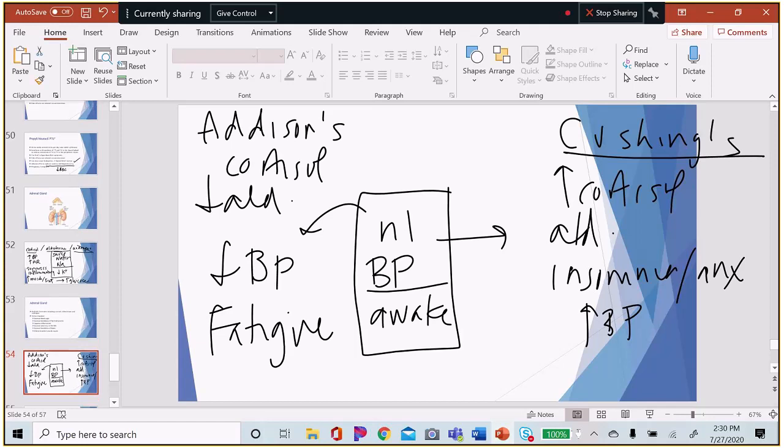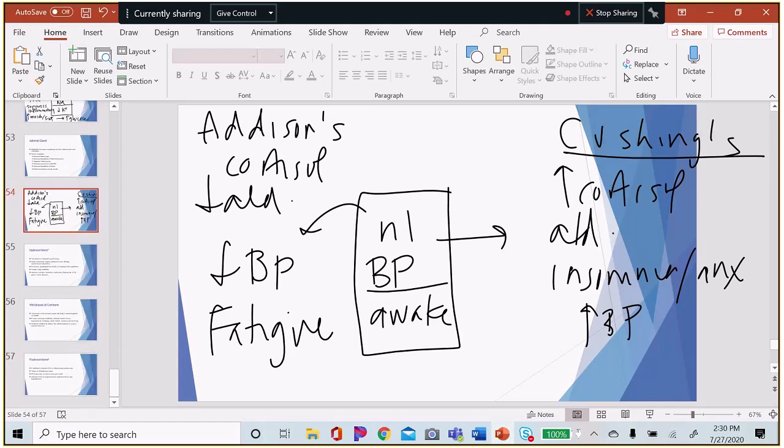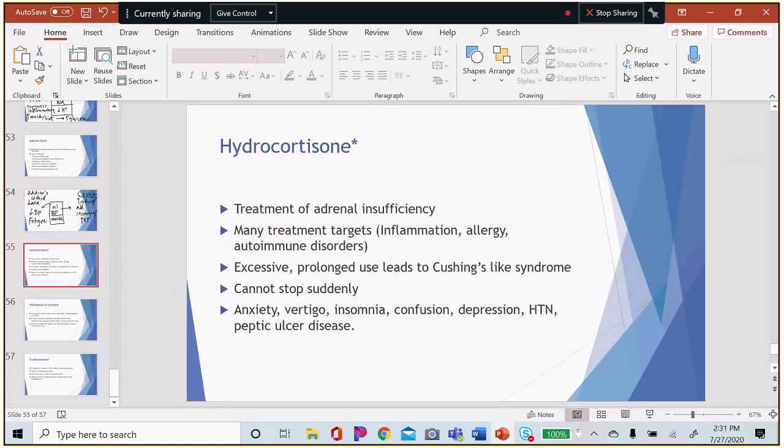So we're specifically talking about, in terms of medication, how we can help somebody who has Addison's disease. People with Addison's disease, who have this low blood pressure and fatigue, need replacement of hormones to keep them in the right range. So we can give them a different form of synthetic cortisol, which is hydrocortisone. And this is used to treat adrenal insufficiency or Addison's disease.